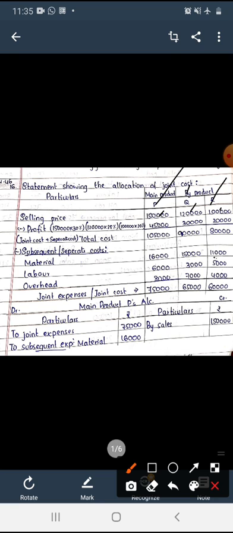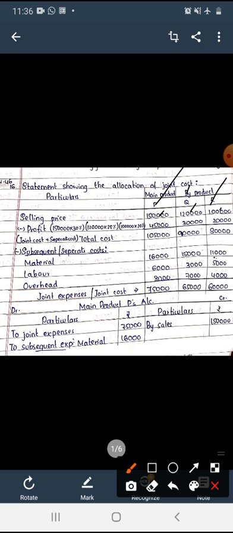Otherwise, how do we write the cost sheet? First we write the cost, then we add the profit, then we get the selling price. Cost plus profit is equal to selling price. Now here it is the reverse method. Selling price is first. After that we deduct the profit from the selling price, and we get the total cost. So selling price minus profit.